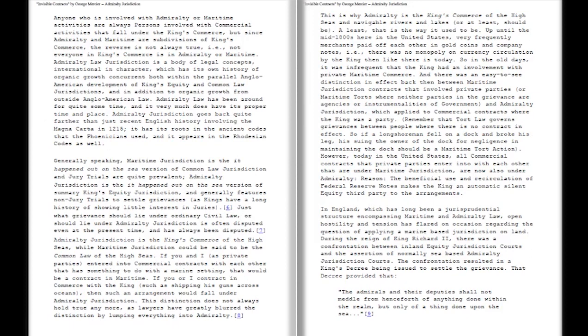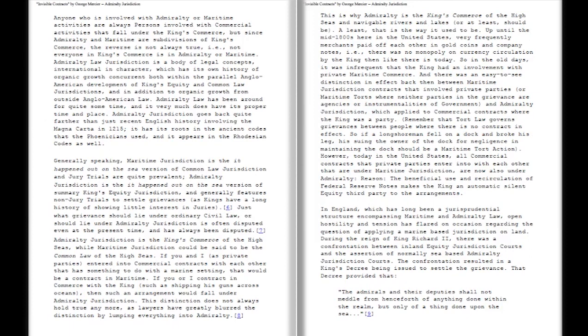Remember that tort law governs grievances between people where there is no contract in effect. So if a longshoreman fell on a dock and broke his leg, his suing the owner of the dock for negligence in maintaining the dock should be a maritime tort action. However, today in the United States, all commercial contracts that private parties enter into with each other that are under maritime jurisdiction are now also under admiralty. Reason: the beneficial use and recirculation of Federal Reserve notes makes the King an automatic silent equity third party to the arrangements.